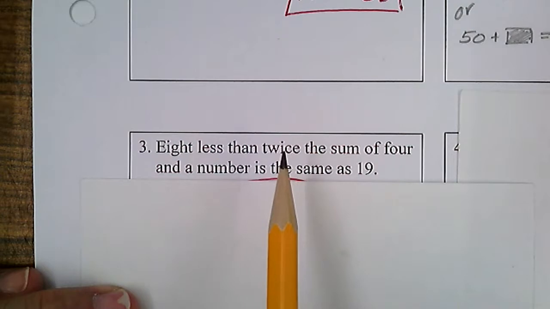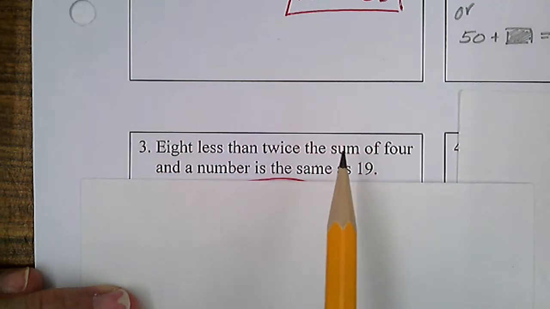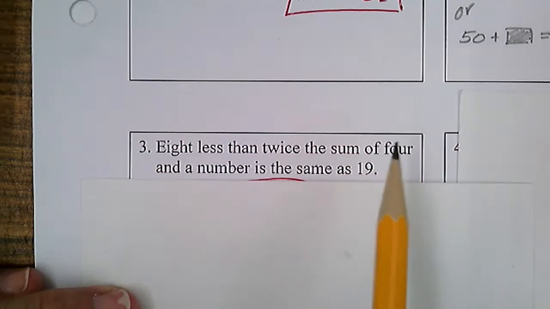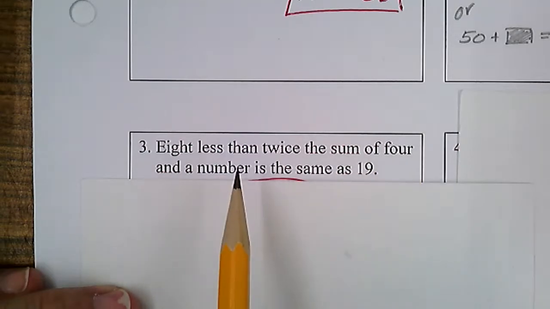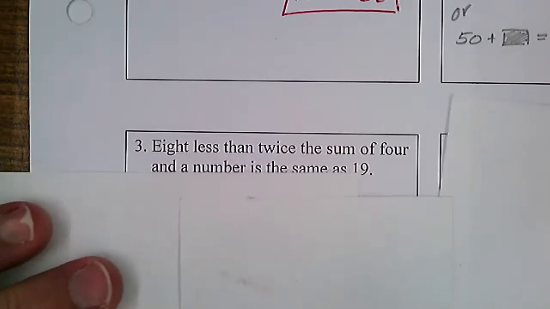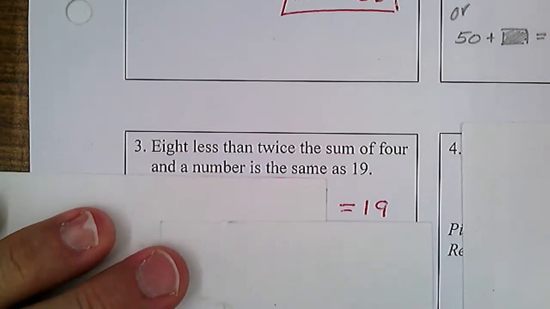And what is it we're multiplying? Twice the sum. So here's one of our VIP, private party words. Who's at this private party? It's always the 2 items that come after the word of. So sum of 4 and a number. Is the same as is code for equals 19. So if we were to go one step at a time here, we know we're going to wind up with equals 19. I'm kind of working backwards here. We know that our equation is going to equal 19.